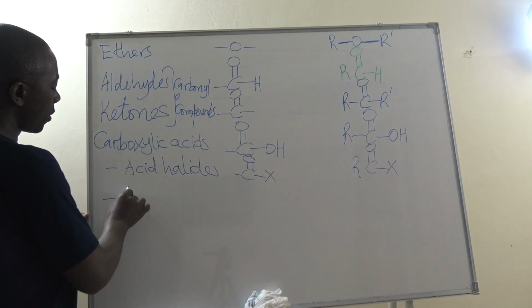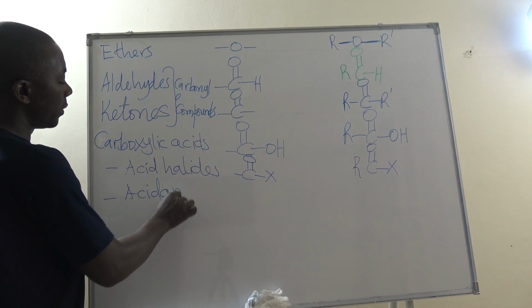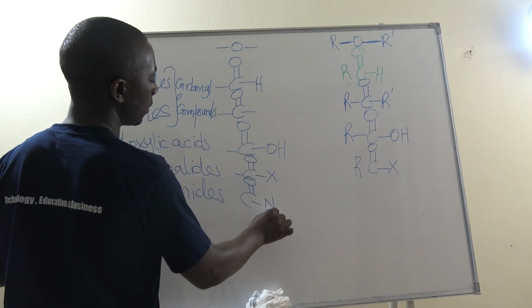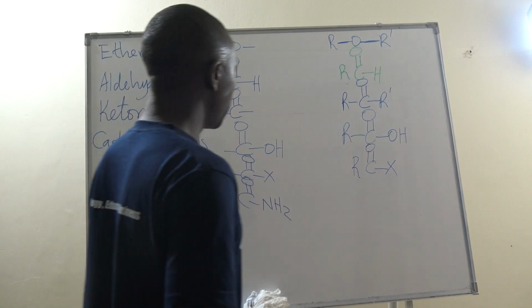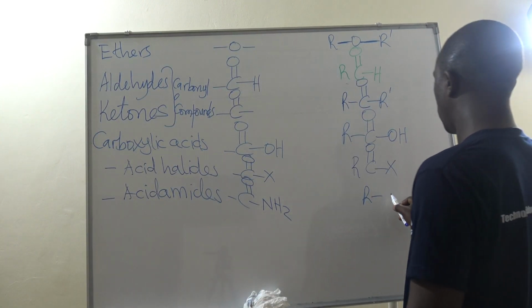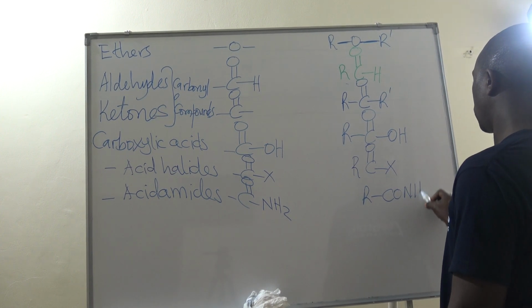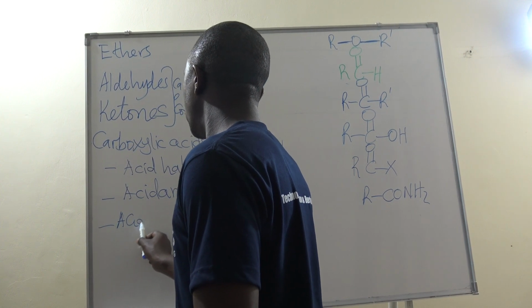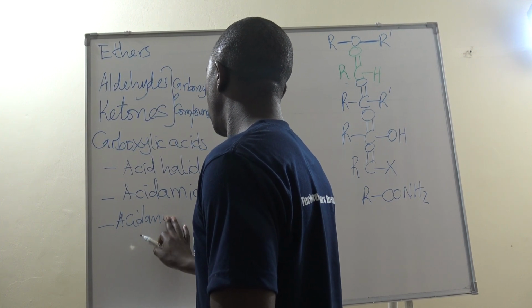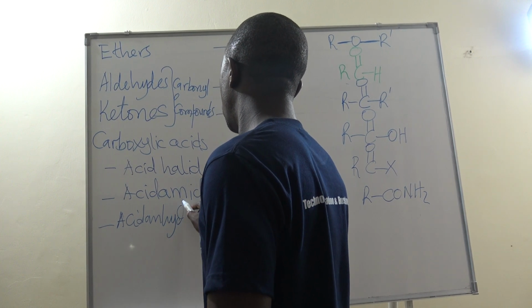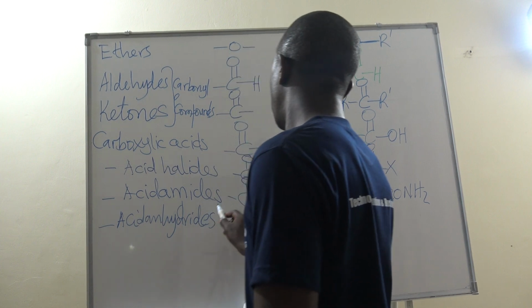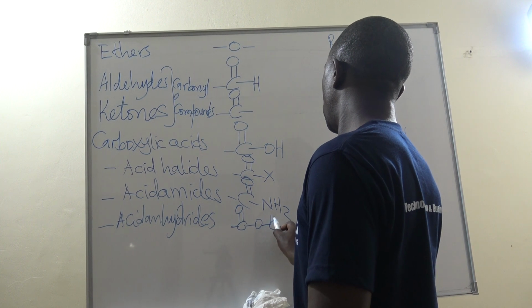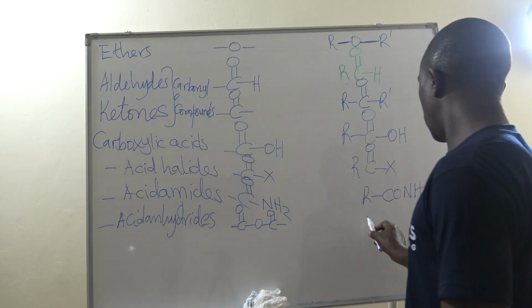They also have another derivative, acid amides, and their functional group is that one. So we can say an example is R. Then another derivative is the acid anhydrides. They have a functional group like this, and the example is R.